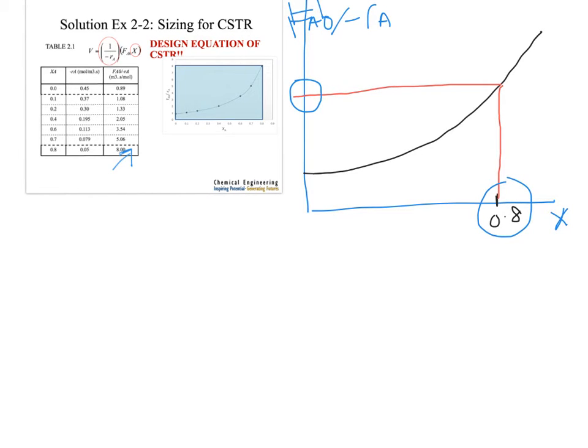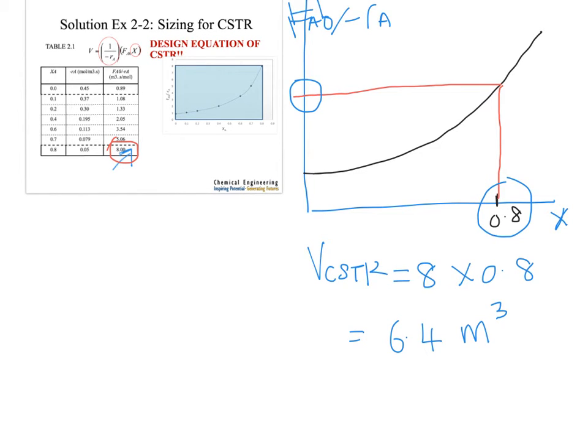So for the volume VCSTR, at 0.8 your FA naught over minus RA is 8. So your VCSTR will be 8 times 0.8, which equals 6.4. Look at the unit, meter cube.